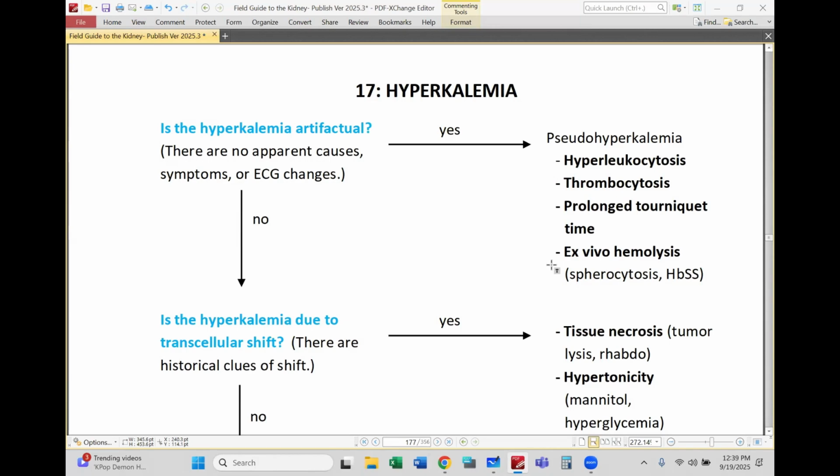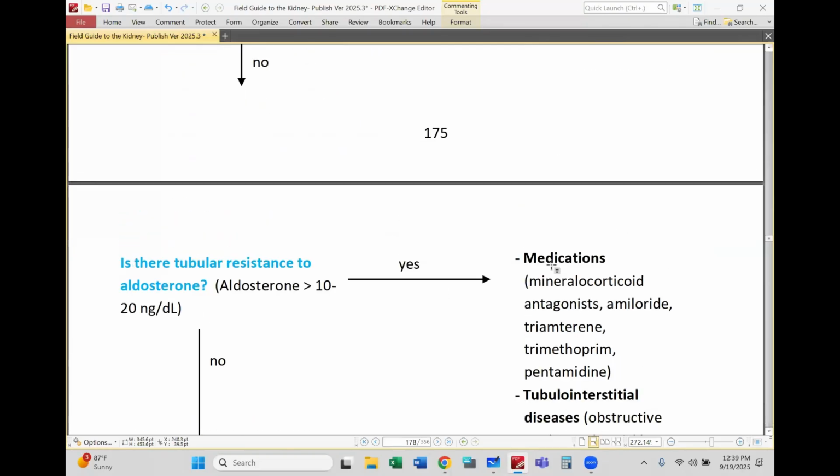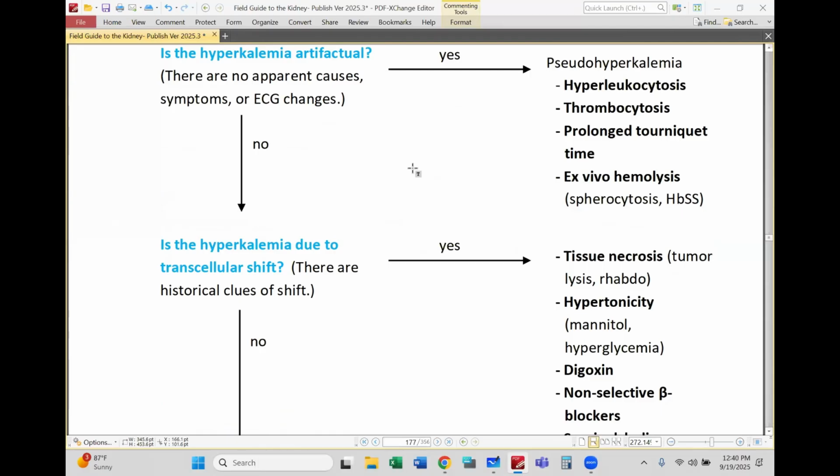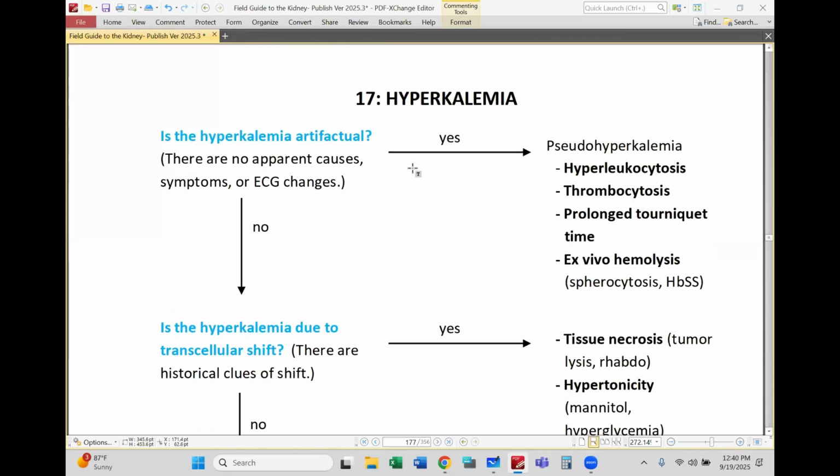Okay, let's move on to dyskalemia. I think I'll come back to the algorithm. I'll hit it quickly at a high level, and we'll get to the granularity as we parse the field guide chapter in more detail. How we're approaching it has some intuition.